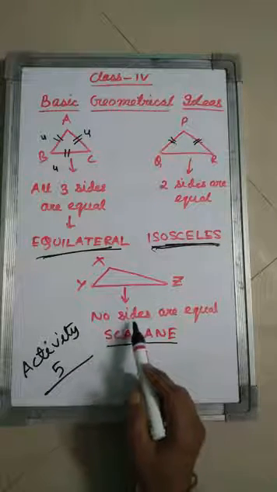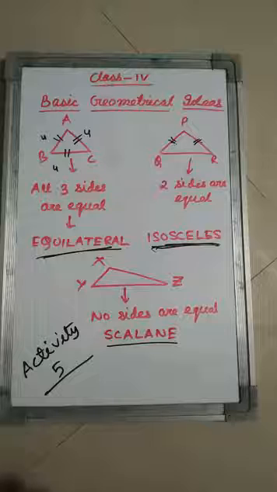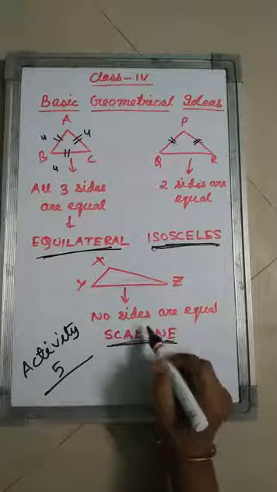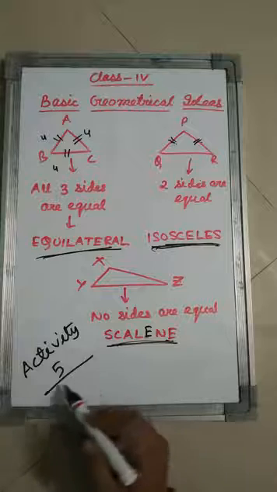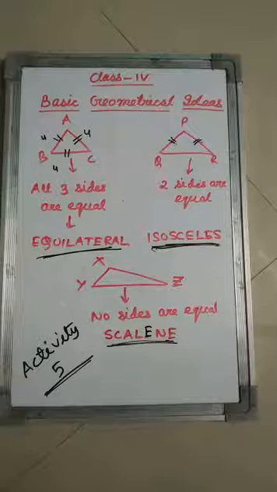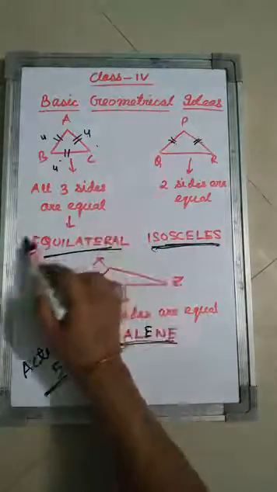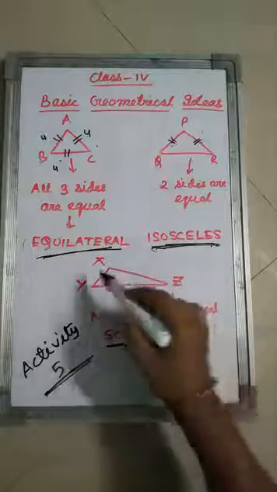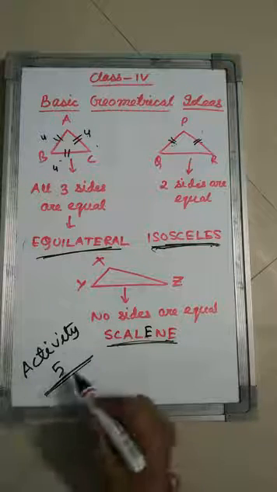If a triangle has no sides equal, that means all the three sides are unequal, then that is called a scalene triangle. So you can see, this is a scalene triangle. In a scalene triangle, all the three sides are of different length. In activity 5, you are given some problems. If all the sides are equal, that will be an equilateral triangle. If two sides of a triangle are equal, then it will be isosceles. If no sides are equal, then it is a scalene triangle. So you check activity 5 for that.